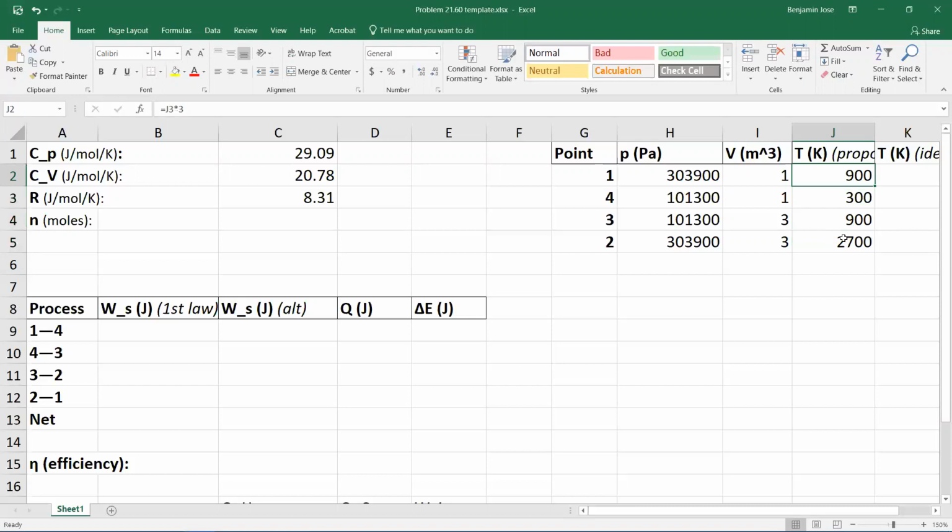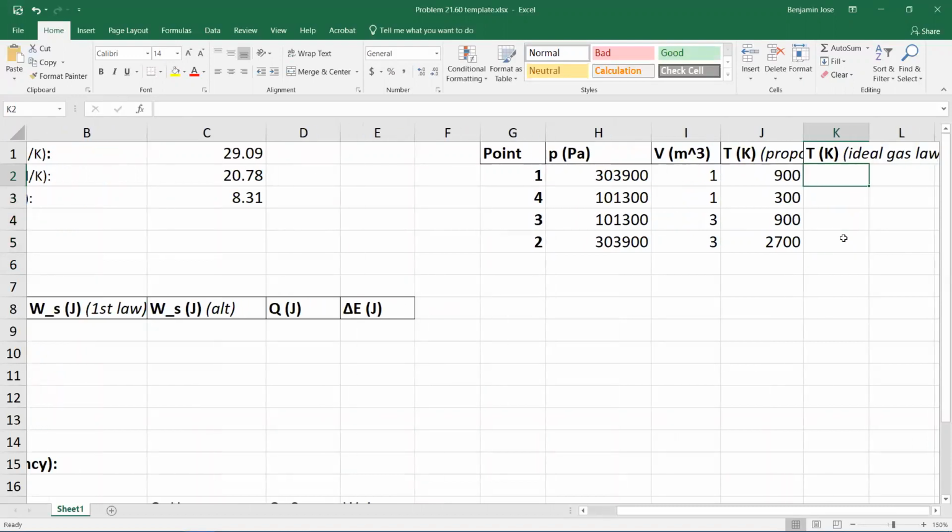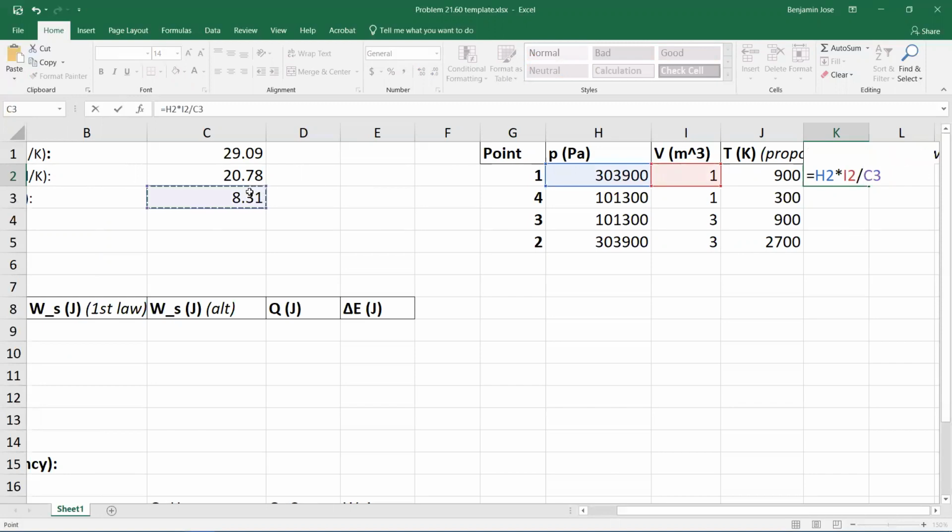Okay, now as a check, we could use the ideal gas law to confirm all of these. Because in PV equals nRT, T would be PV over nR. So to confirm the 900 kelvins, let's take the pressure at state 1 times the volume at state 1 divided by R and divided by n.